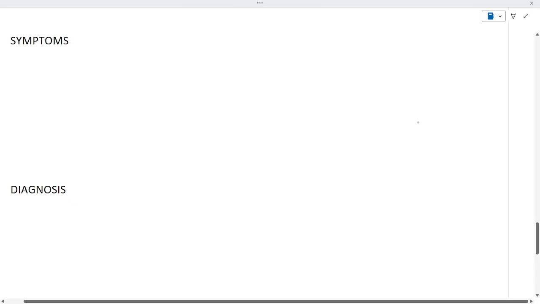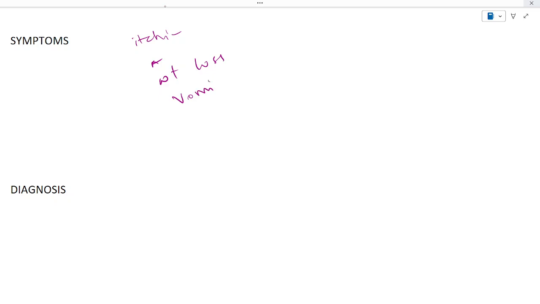Symptoms, if we see, include itchiness, abdominal pain, weight loss, vomiting, pale stool, fatigue, and dark urine.